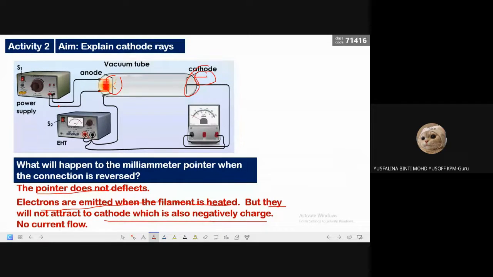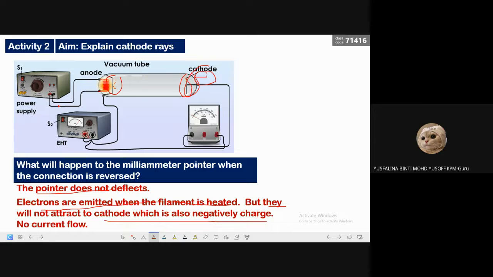So negative and negative, we already know, repel each other. So they will not be attracted to the cathode. That means there will be no current flow, because the electrons are not transferred at this part. So the circuit is not complete.